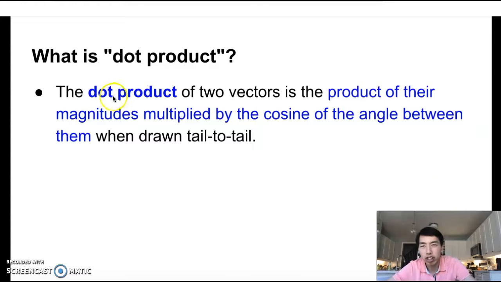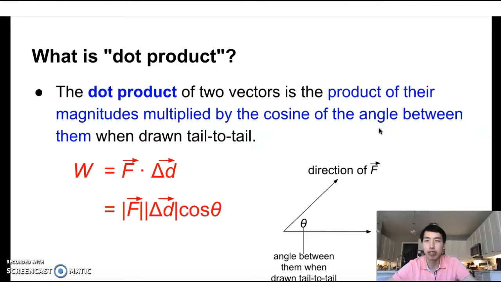So the dot product of two vectors, you just multiply the two numbers together. That's what the product of their magnitudes means. So that seems like it's regular multiplication. But the extra detail is that you also have to multiply it by the cosine of the angle between them when drawn tail to tail.